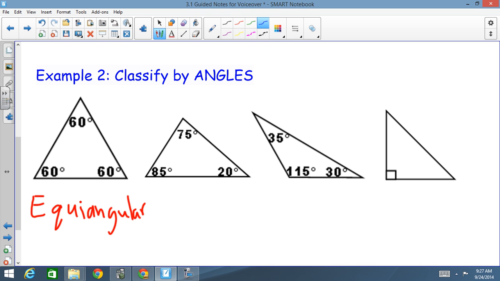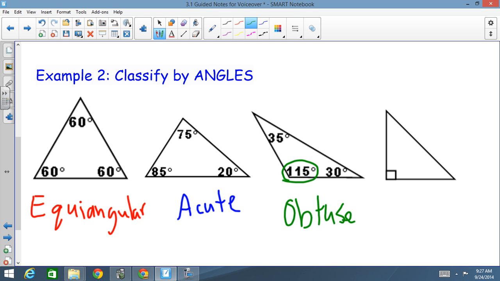Example 2, all three of those angles are less than 90. That's an acute triangle. Example 3, one of the angles is bigger than 90. That's obtuse. And example 4, we have a right angle here. That's a right triangle. In class, we will put this into practice and solve some equations using triangle classifications.